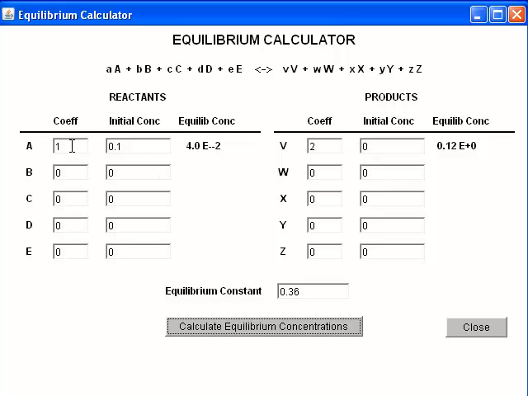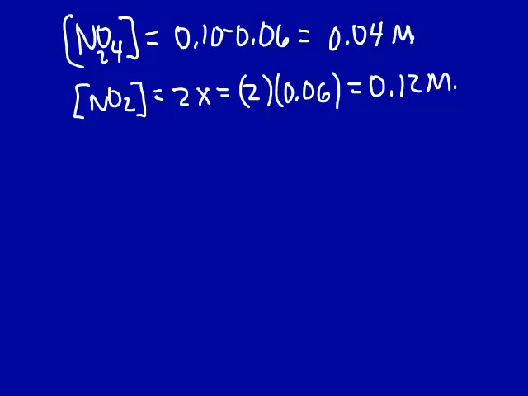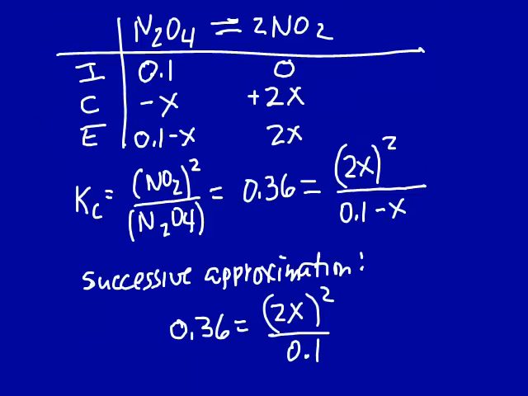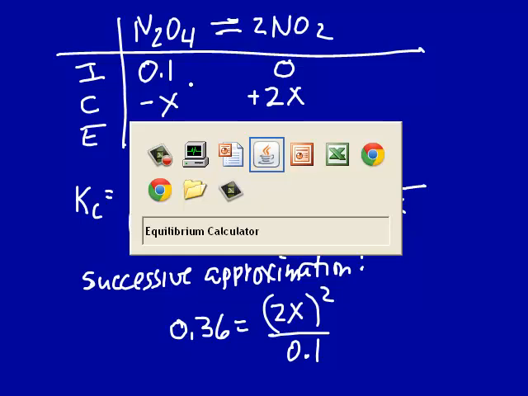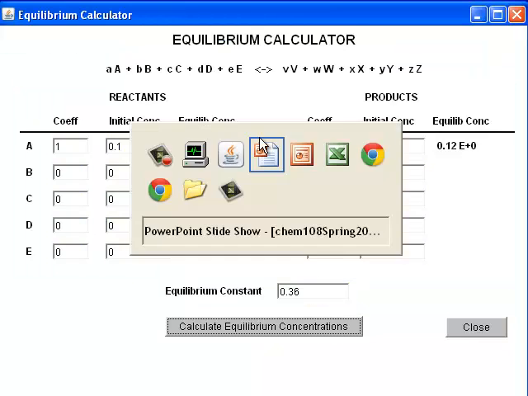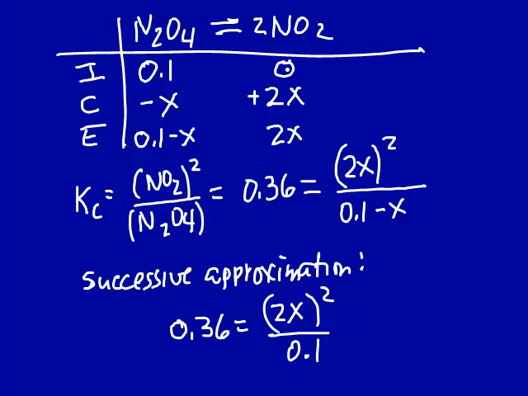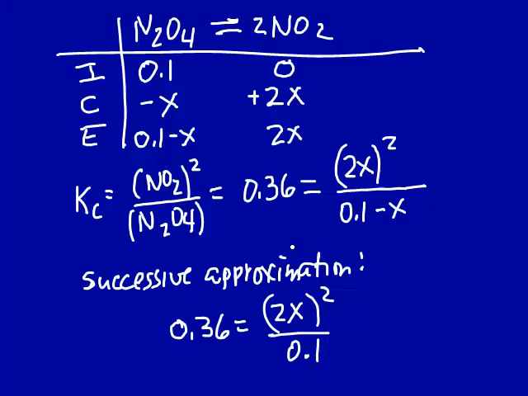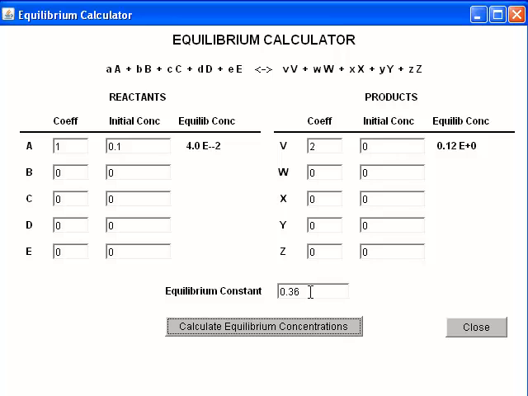So what I put in here is, let's let this A be the N2O4. So you have 1 N2O4 with the initial concentration of 0.1. Remember that was from the ICE table, so we're just putting into this equilibrium calculator our ICE table. So 0.1, that's the initial concentration. And then the coefficient is 2 here, initial concentration 0. You click, and the equilibrium constant, 0.36.